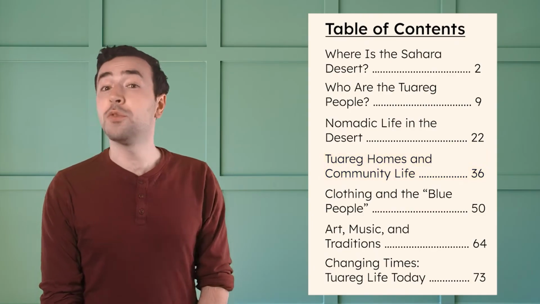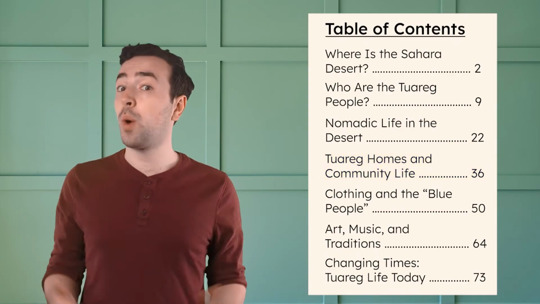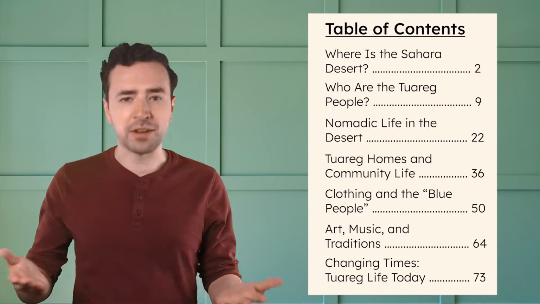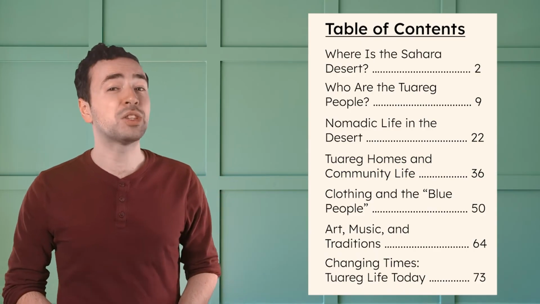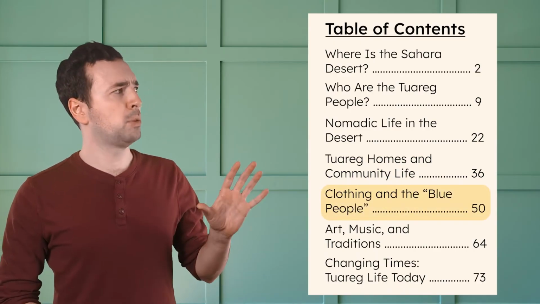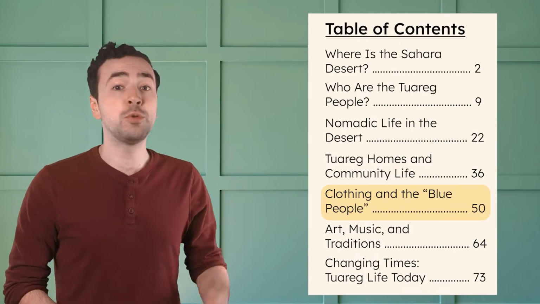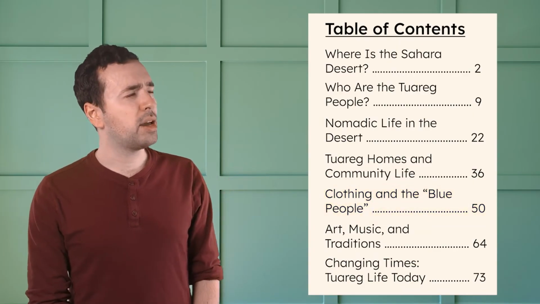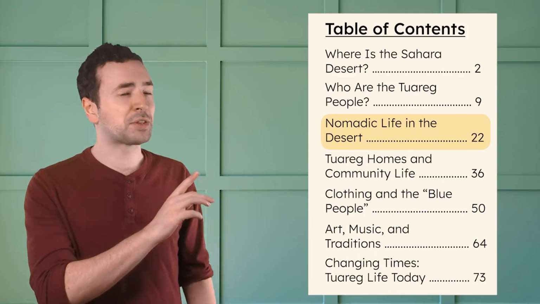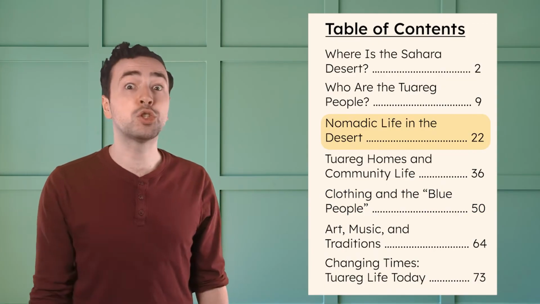How about if we were curious about what the Tuareg people wear? That information would probably be in the section titled Clothing and the Blue People, so we'd go to page 50. I think nomadic life in the desert sounds pretty interesting, so let's head to page 22.